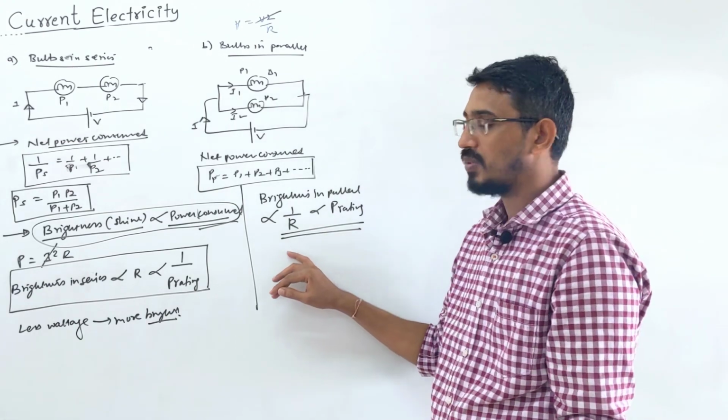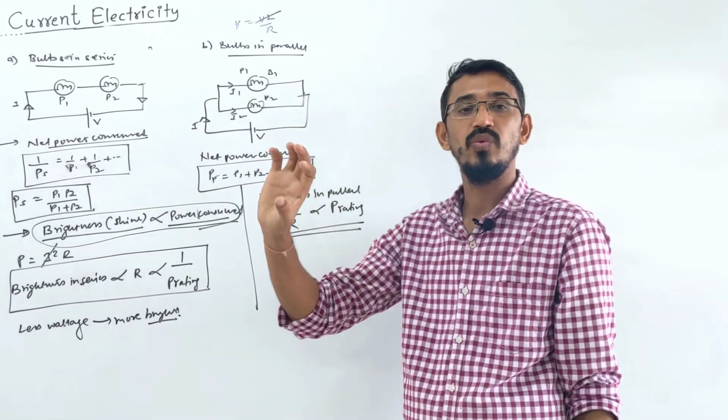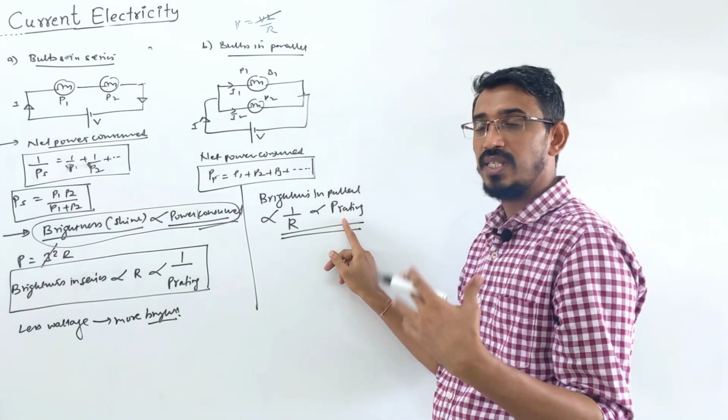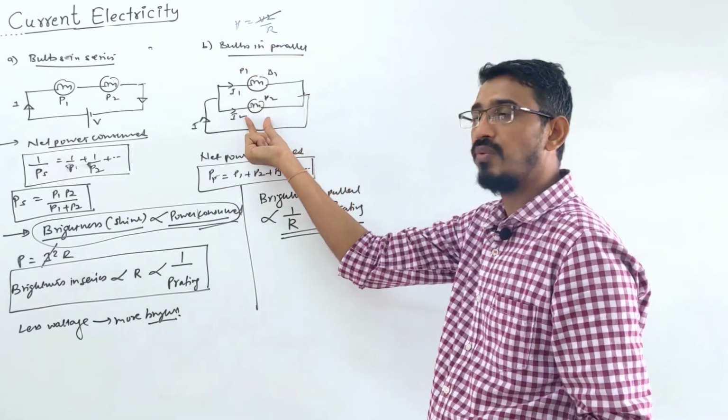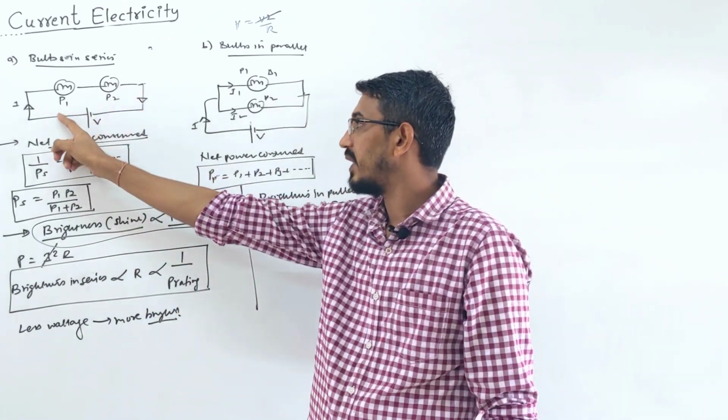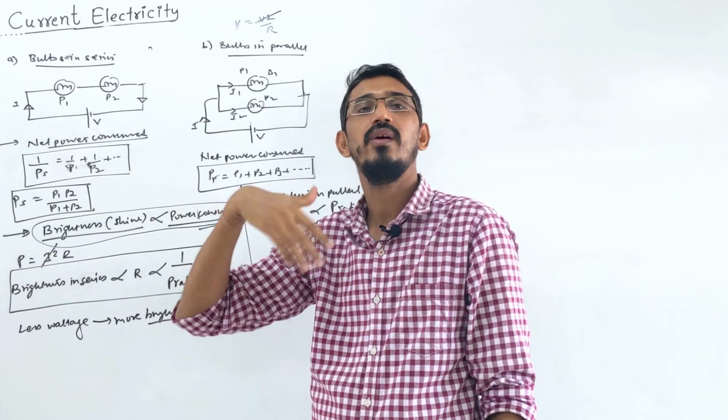Yes, inversely proportional to resistance, the smaller the resistance, the more it will glow. Or the higher the power rating, voltage is given, this is a 100 watt bulb, this is a 200 watt bulb, then the 200 watt bulb will glow more. In this case 100 and 200, then the 200 watt bulb will glow more.